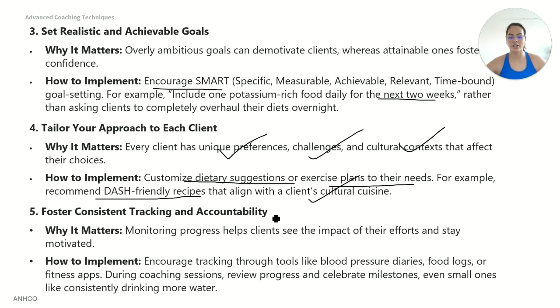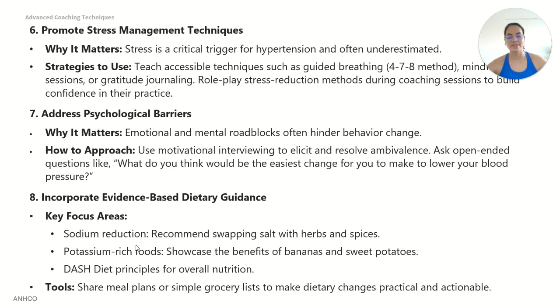Foster consistent tracking and accountability. Monitoring progress can help the client see the impact of their efforts and stay motivated. You can implement this by encouraging tracking through tools like blood pressure diaries, food logs, or fitness apps. 6. Promoting stress management techniques. Stress is a critical trigger for hypertension and often underestimated. Teach techniques such as guided breathing and gratitude journaling. 7. Address psychological barriers.